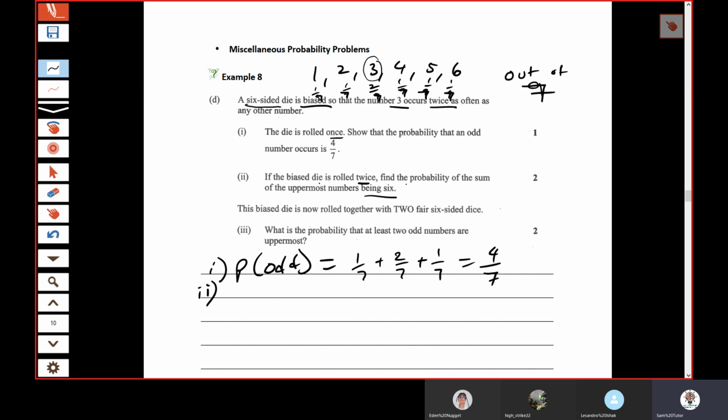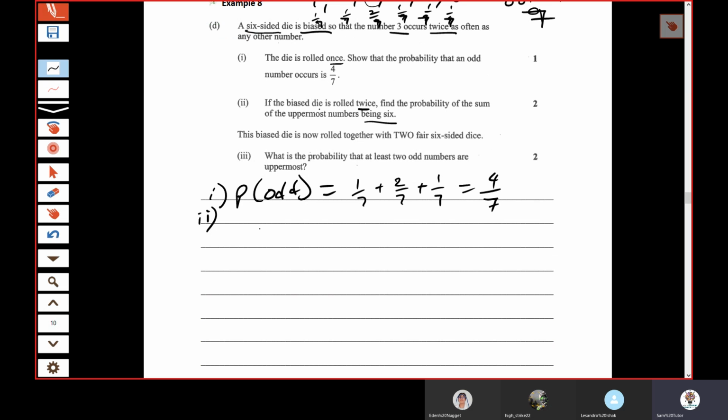Okay. If it's rolled twice, I would think of it something like this. 1, 2, 3, 4, 5, 6. 1, 2, 3, 4, 5, 6. To get a 6, it could have been a 1 and a 5, a 2 and a 4, a 3 and a 3, a 4 and a 2, or a 5 and a 1. There's no other way you're going to get a 6. We agree with that?